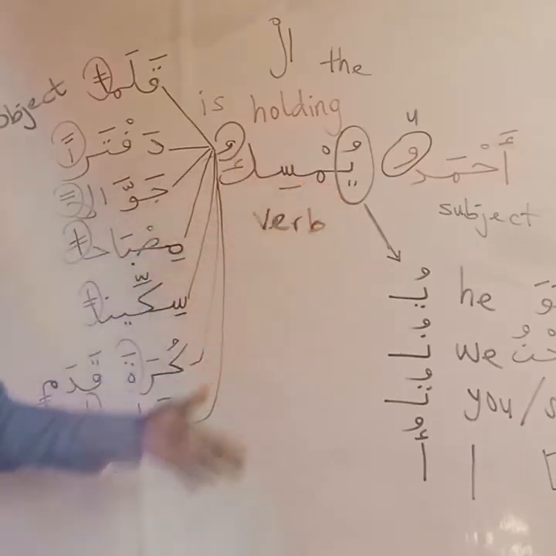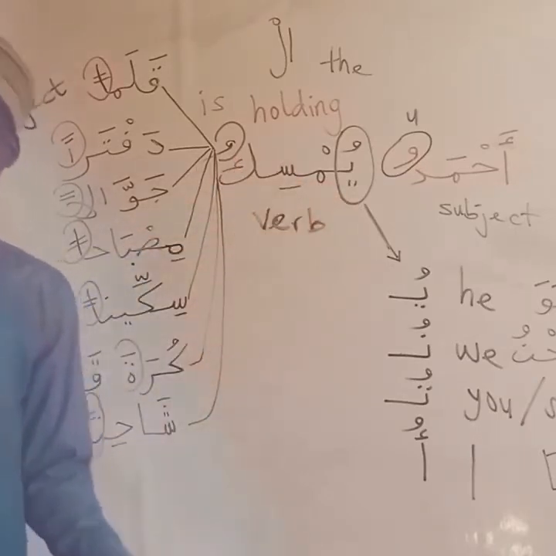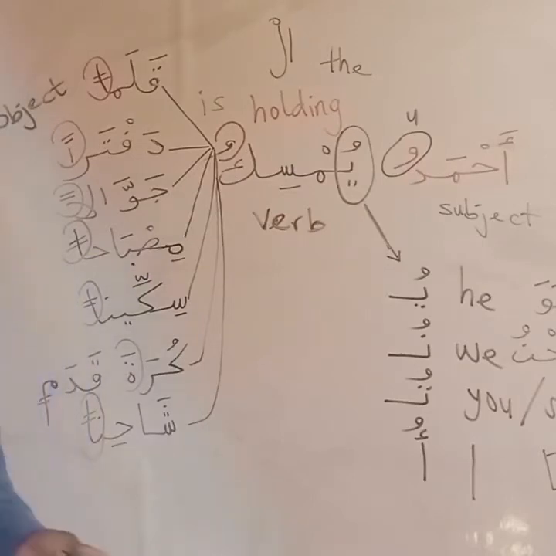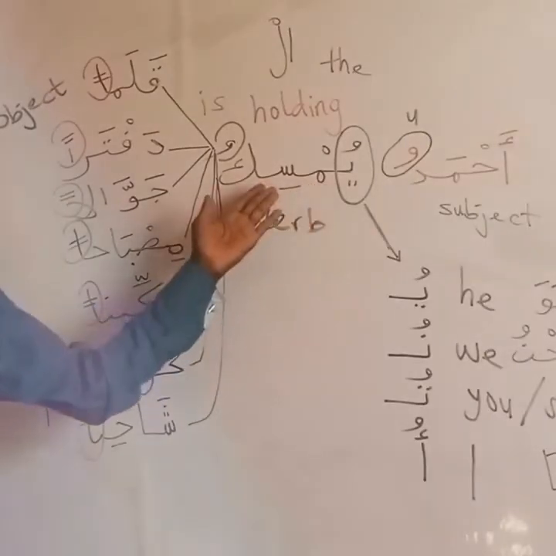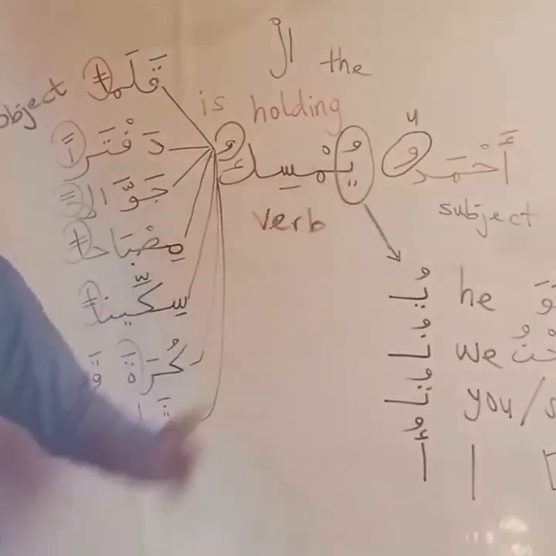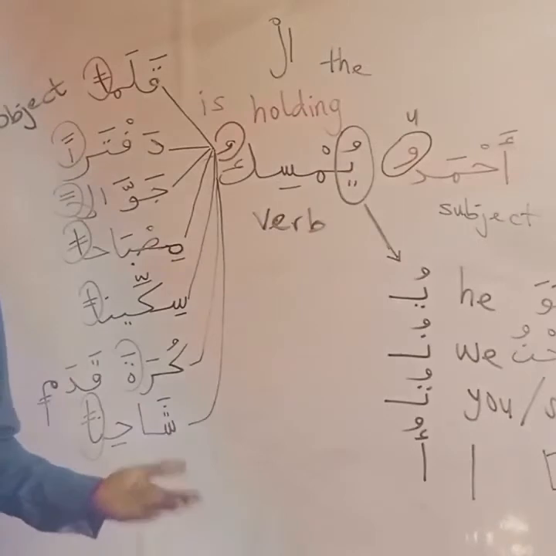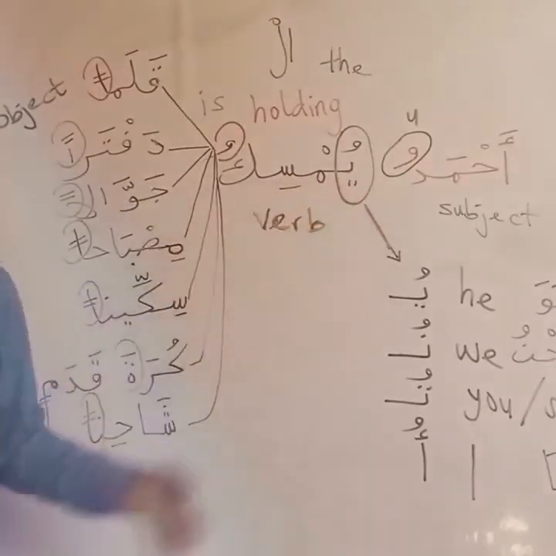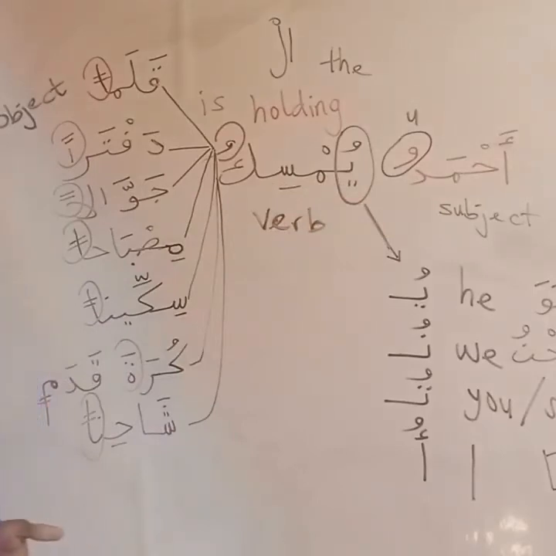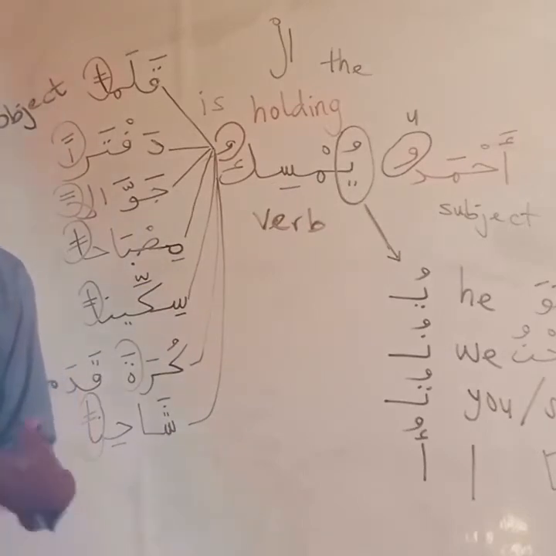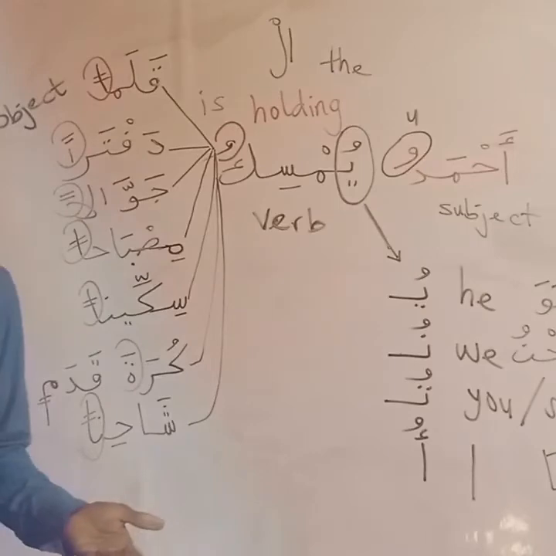So you can use yumsiku. You can look for another verb like yaktubu. Yaktubu means is writing. Ahmad yaktubu. Ahmad is writing. For example, we have notes, which is our lesson, which is dars. Ahmadu yaktubu ad-darsa. Ahmad is writing the lesson. Ahmadu yaktubu ar-risalata. Ahmad is writing the letter. Ahmadu yaktubu ash-shahadata. Ahmad is writing the certificate.